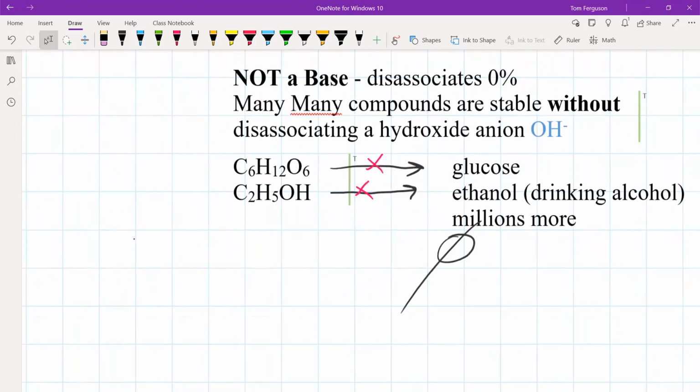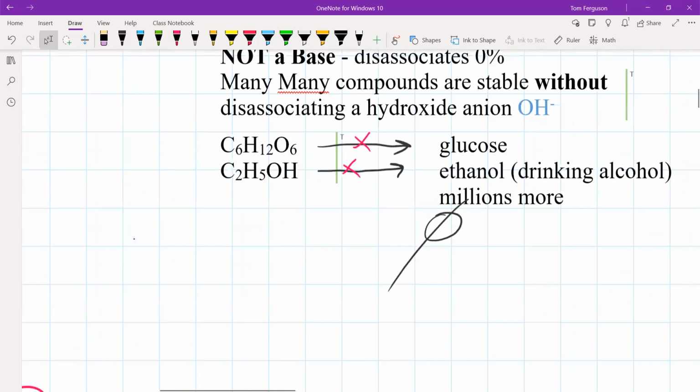All right, so same thing here. We have 3 situations. Strong base, 100% comes off. Not a base, the OH doesn't come off at all. And then the weak bases are in the middle.